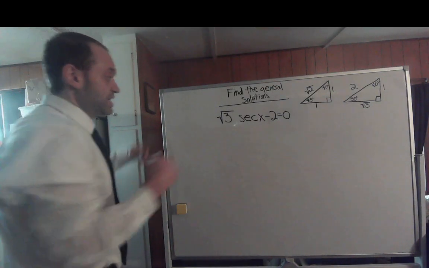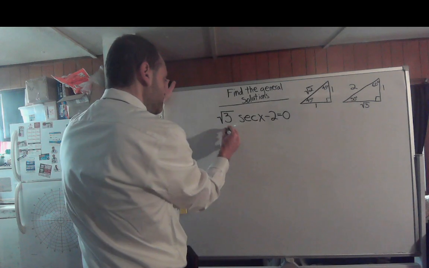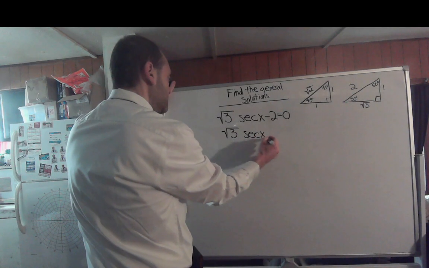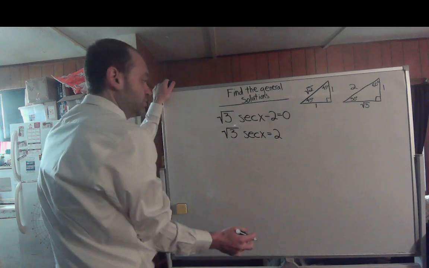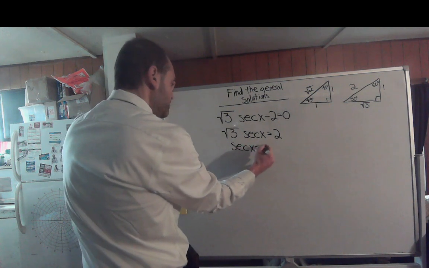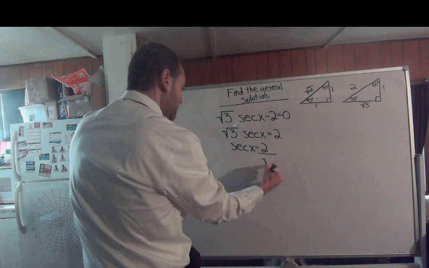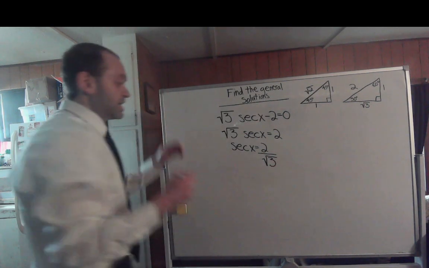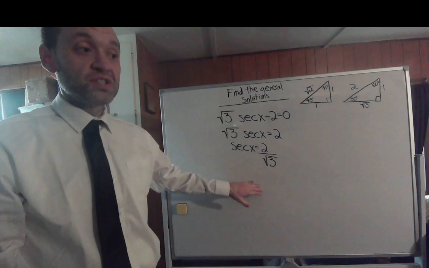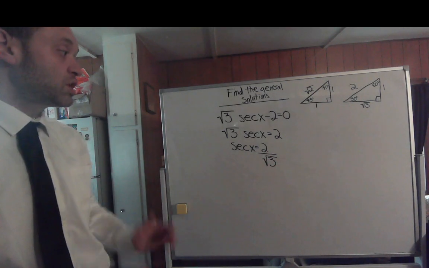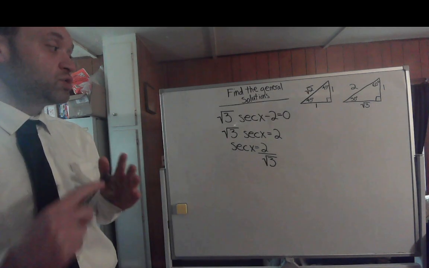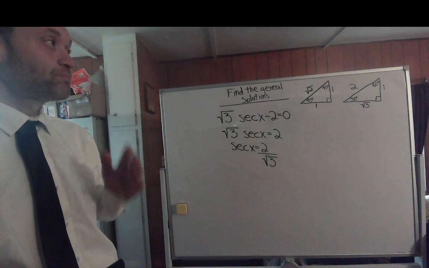Well, let's get that secant term by itself. So this would turn into the square root of 3 times the secant of x equals positive 2, which would mean the secant of x equals 2 over the square root of 3. Alright, so this is a positive secant, so this is going to occur in the first and fourth quadrants. So where does the secant of what angle gives you 2 over the square root of 3?